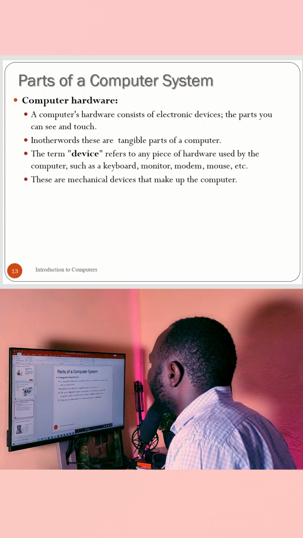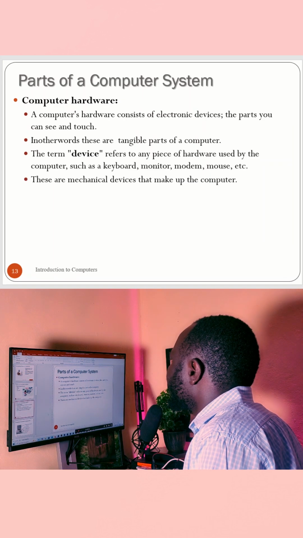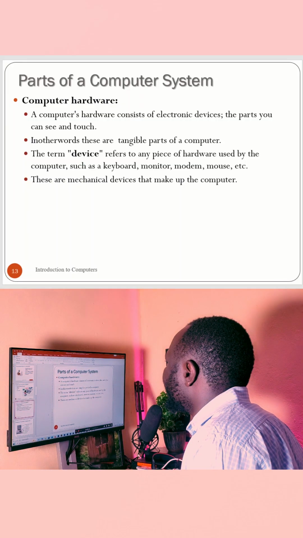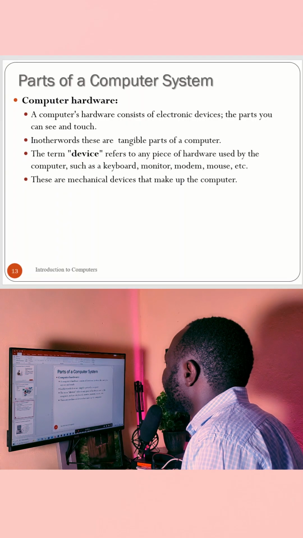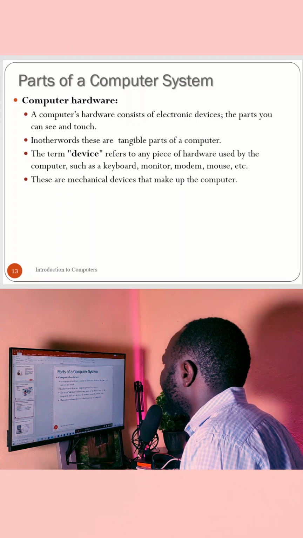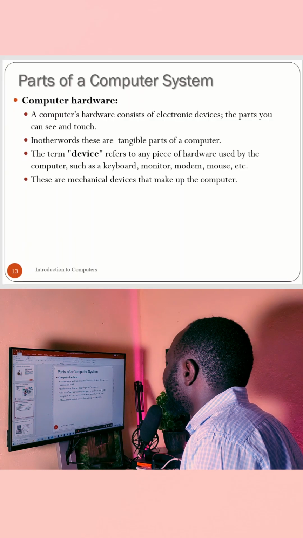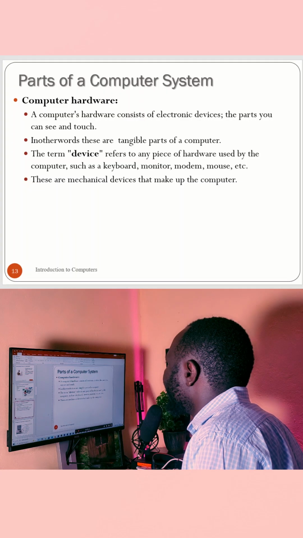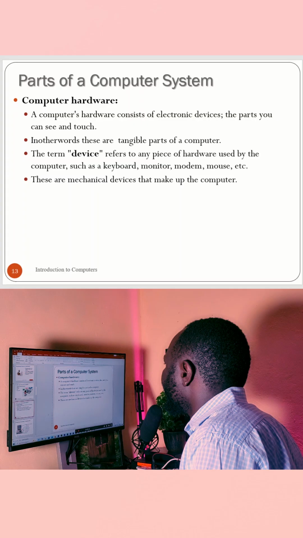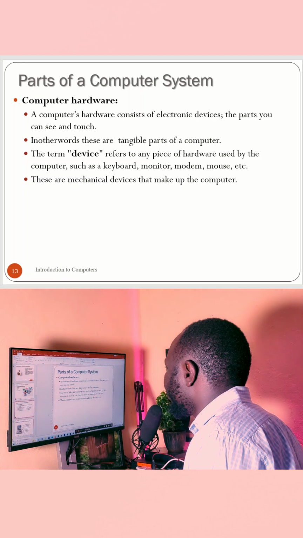Let's look at computer hardware. Computer hardware consists of electronic devices, the parts of the computer that you can see and touch. In other words, these are tangible parts of a computer. The term device refers to any piece of hardware used by the computer, such as keyboard, monitor, modem, mouse, etc. These are mechanical devices that make up the computer.